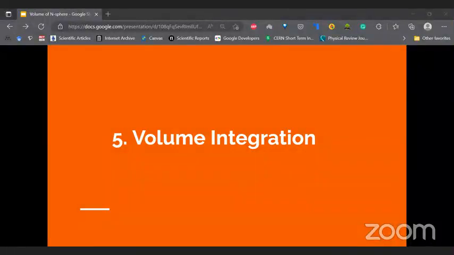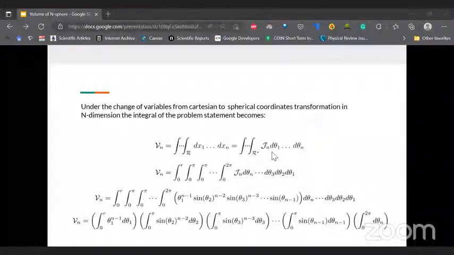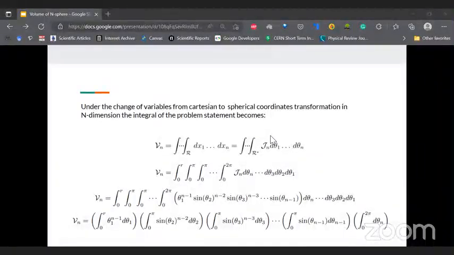Having dealt with the Jacobian, let us come to the crux of the problem, which is to finally figure out the volume integration. So under the change of variables from Cartesian to spherical coordinates, we see that the problem statement then simplifies to the following after changing and accounting for the Jacobian. And we have to just put the limits in from 0 to r, 0 to pi, because I've already discussed the ranges which theta1, theta2, and so on range over.